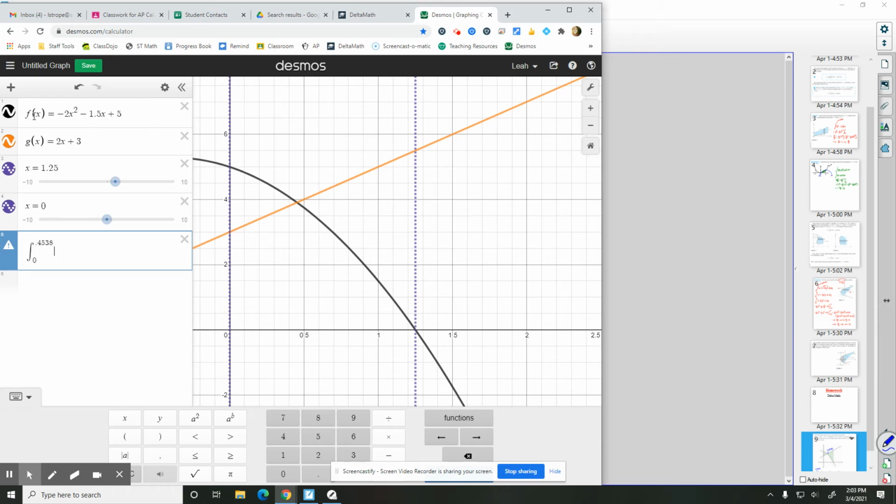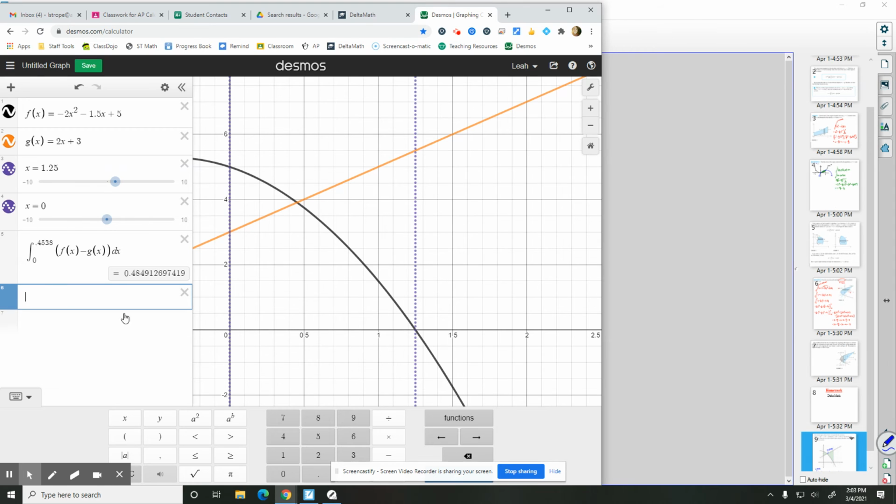Now, here's the other thing. I've already got the first one called f of x, and the second one is called g of x. So I should be able to just type f of x minus g of x, if it'll let me, parentheses dx. There you go. There's the area. So that's your first half of the shaded space that you needed, which is 0.4849.